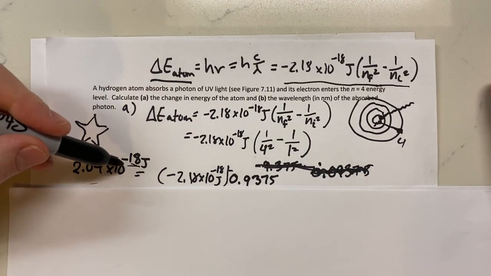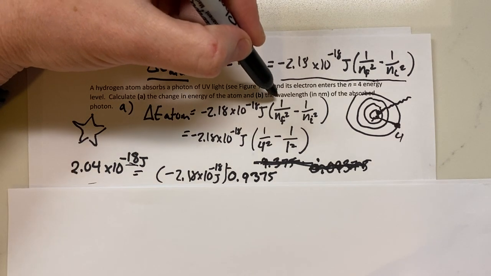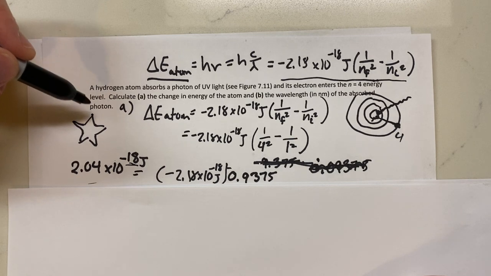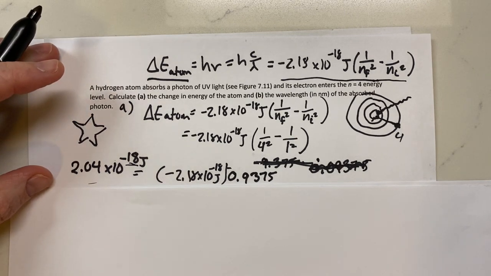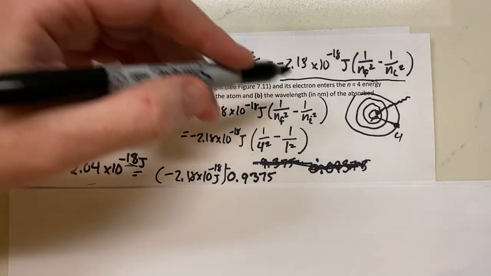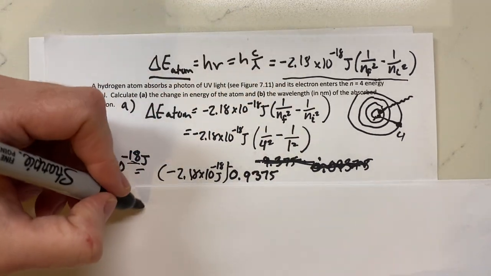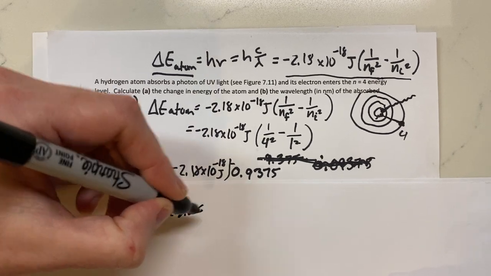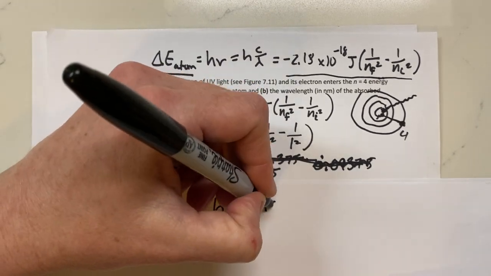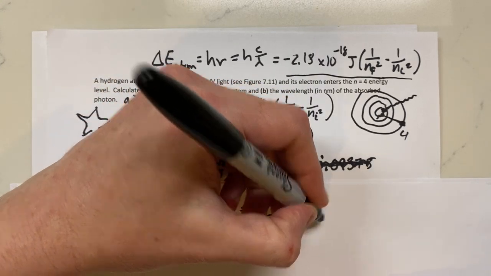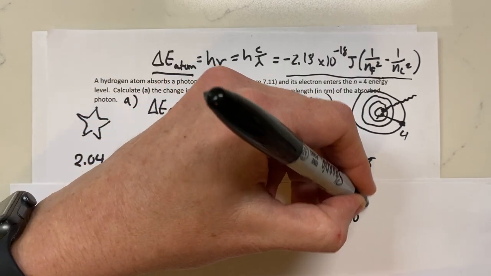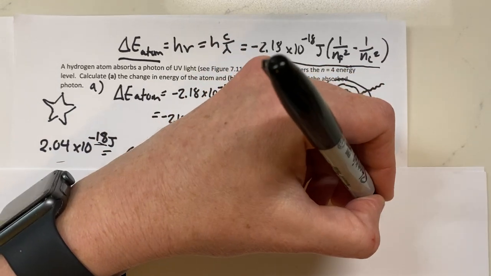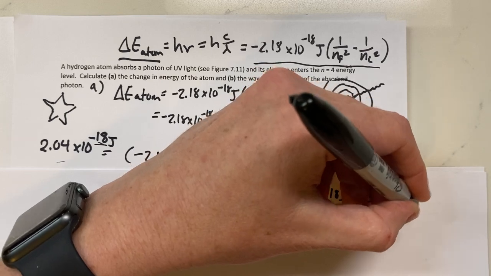So we got 2.04 times 10 to the negative 18 joules. The next question is the wavelength of the absorbed photon. Going back to our master equation, we know delta E atom equals h nu equals hc over lambda equals negative 2.18 times 10 to the negative 18 joules times 1 over n final squared minus 1 over n initial squared.